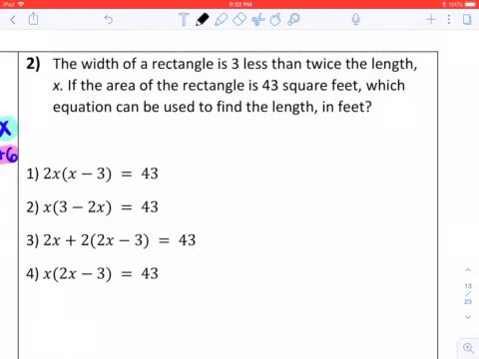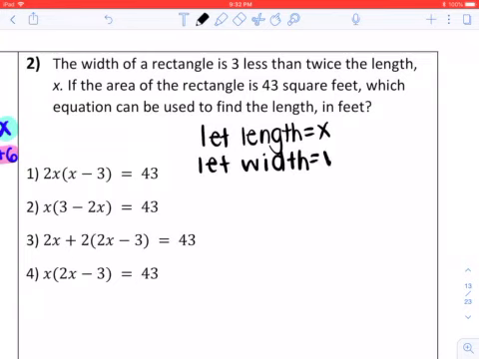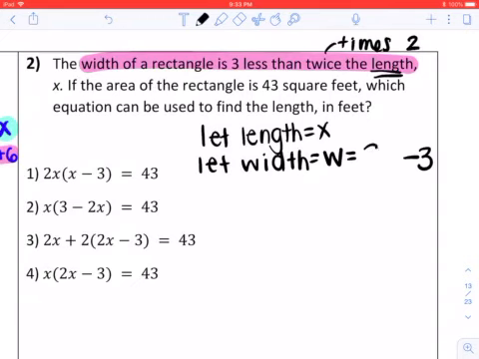Number 2. The width of a rectangle is 3 less than twice the length, x. So again, this is telling us one of our letters. So we're going to let length equal x. And we'll let the width equal w for now. If the area of the rectangle is 43 square feet, which equation can be used to find the length in feet? So it's telling you right here that the width is 3 less than twice the length. So my W is actually equal to 3 less than, which means minus 3. And we're subtracting 3 from twice the length. Twice means times 2. And I'm multiplying the length times 2, which our length is x. So that means 2x.